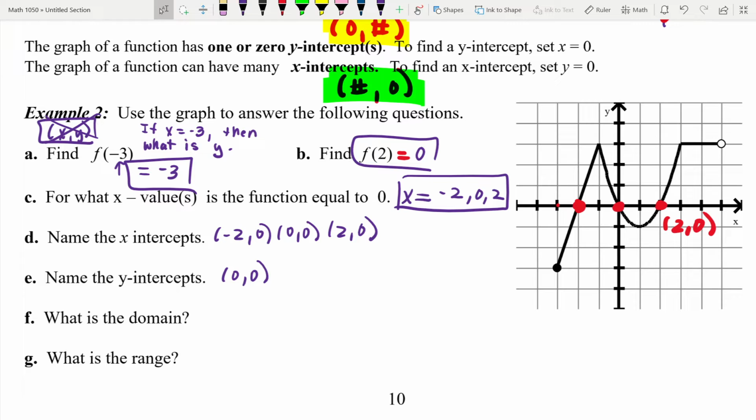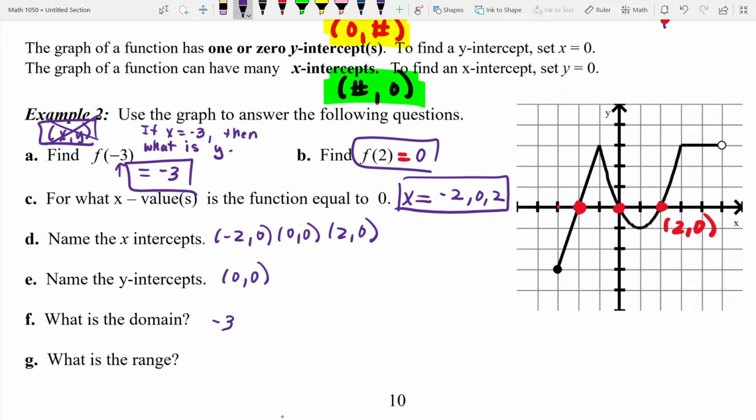Does it actually touch at -3, everybody? Yes, it does. So if we're writing it in interval form, we're going to go -3, and then we're going to close that -3 with a what, everybody? With a bracket is correct.